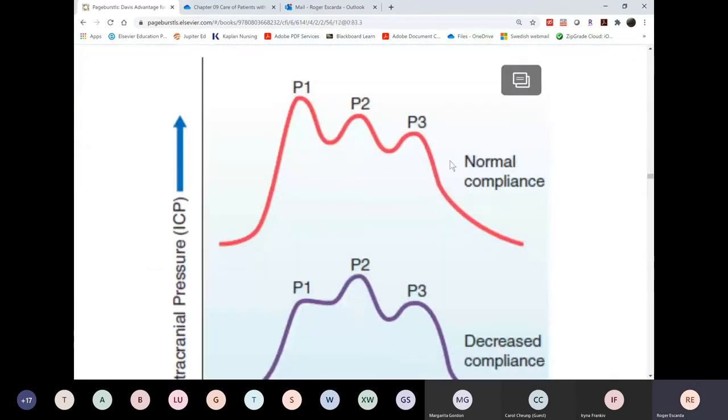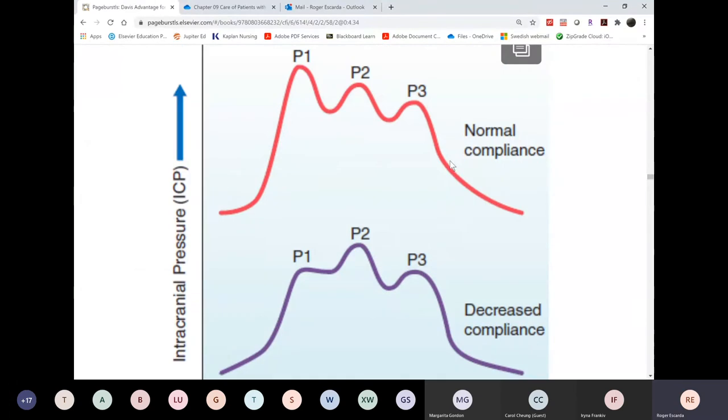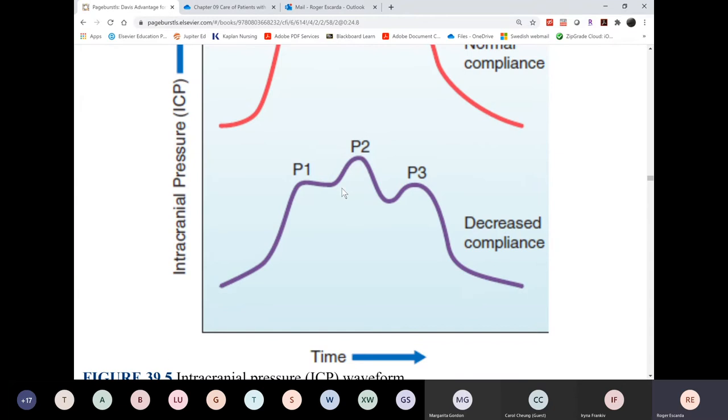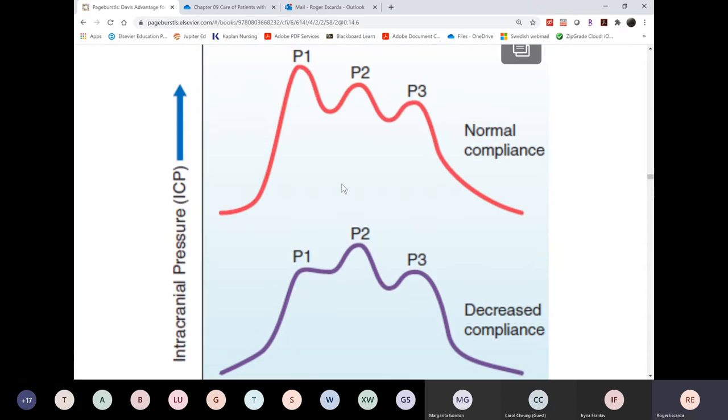Don't worry about this. This is just telling you about compliance. But either way, what happens is because of the structure of the skull, it's rigid. There's not much room to grow, unlike if we're talking about an arm, your torso, or your legs. There is some compliance there, meaning you can accommodate increases in volume before you get compartment syndrome. You don't have that inside the brain. There's very little compliance there because of the structure.